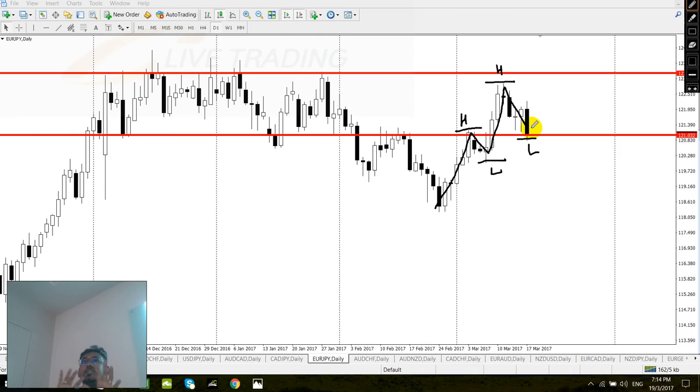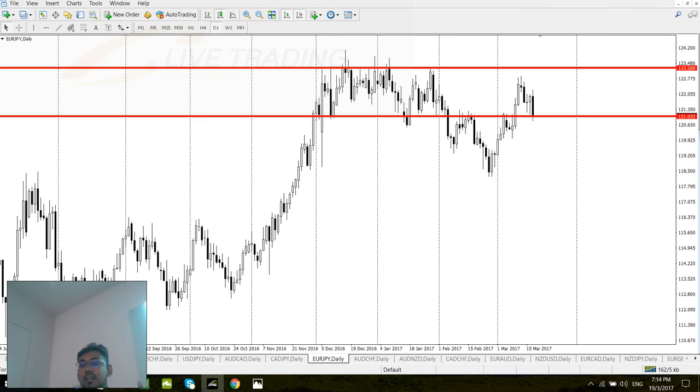Until now, I will stay out of euro yen. I won't take any position. At the moment on the daily chart, it's still in a range zone. I'll stay out of the market. If the market creates another lower low, lower high, then I'll go short here. Until then, I'm staying out of euro yen.